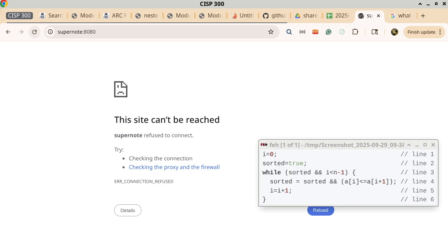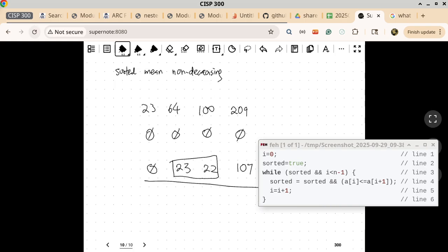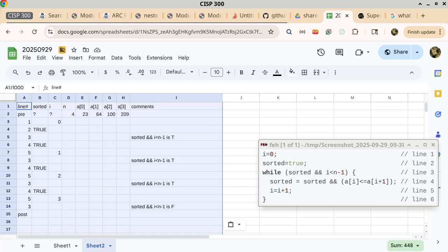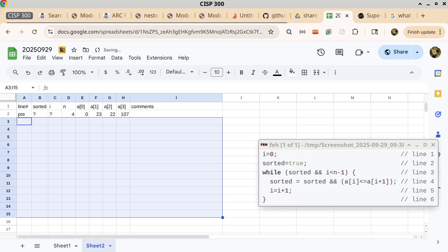I'm going to move on to the case where the array is not sorted, which is the last one. So we have 0, 23, 22, and 107. Oops, nope, that's not the one. This is still 4. We have 0, 23, 22, 107. And then we'll restart the entire trace like so.